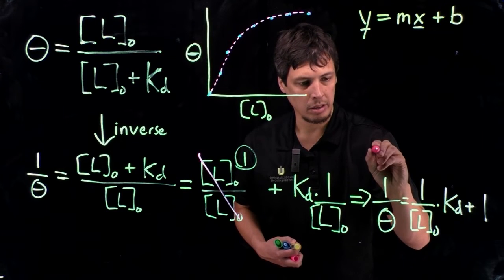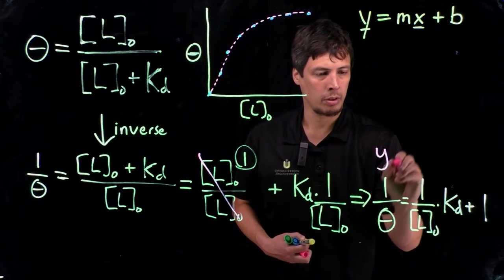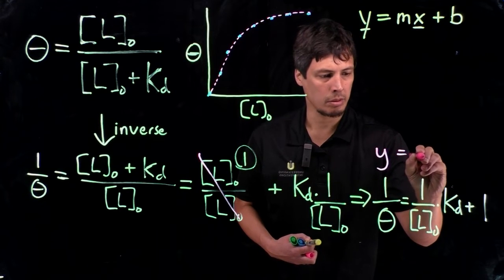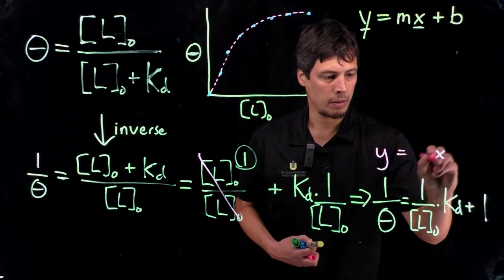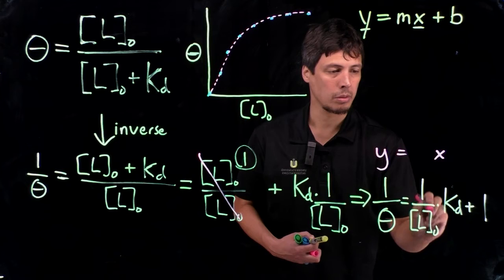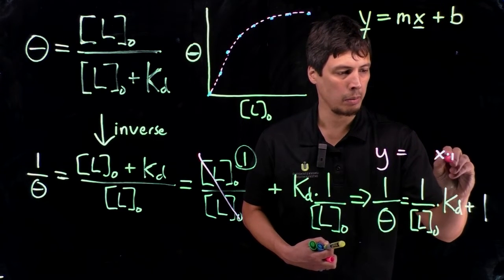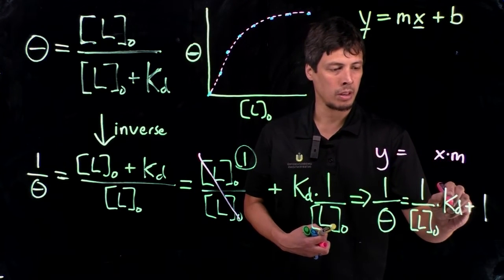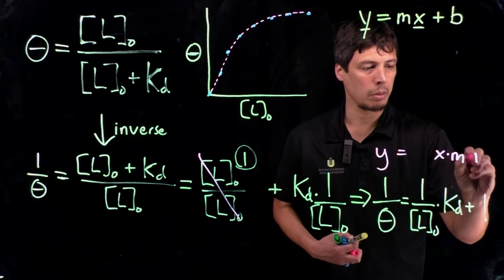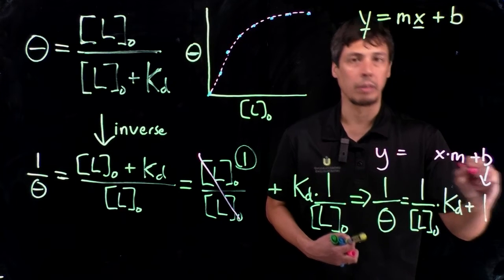And this satisfies our need to have something in the form of y equals mx plus b, because this is y. Y is equal to 1 over theta. X, which is measurable, because this is our ligand concentration, we control for that. That's 1 over ligand. That means m, the slope of the equation, is going to be equal to Kd, and b is just 1 in this case.